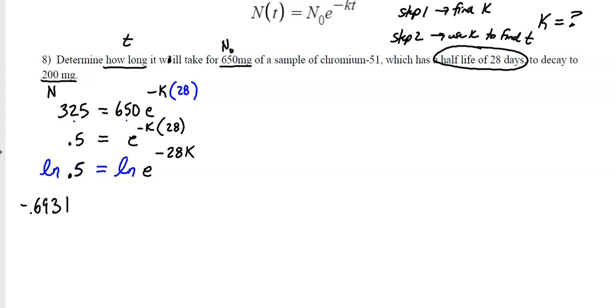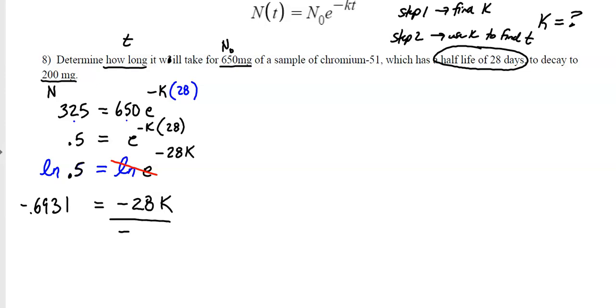So let's just get rid of natural log of 0.5 and put its value in here. Now here's where we get to use that power up above. The natural log of e cancels out because they're inverses. It's just going to be equal to negative 28k. All right? Well, now I can solve for k.